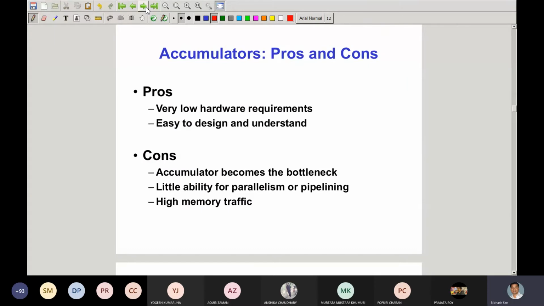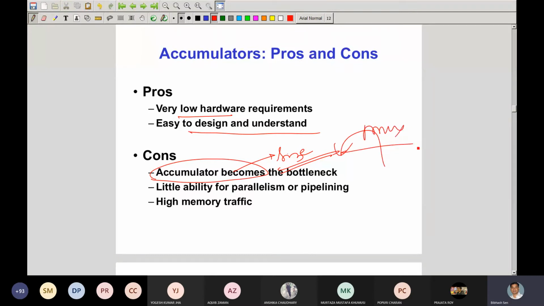But here the advantage is that you are now using a separate memory. Again there is very little hardware, and it is easy to design and understand. Accumulator becomes the bottleneck. Why accumulator? Because the size of the accumulator is fixed. And second, the accumulator can only be loaded from outside if a memory-based architecture is considered. Otherwise, parallelism and pipelining are also not possible here.